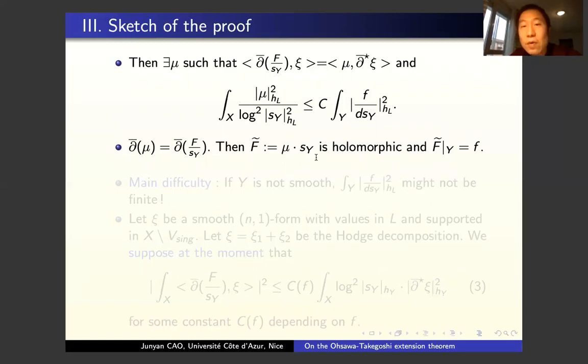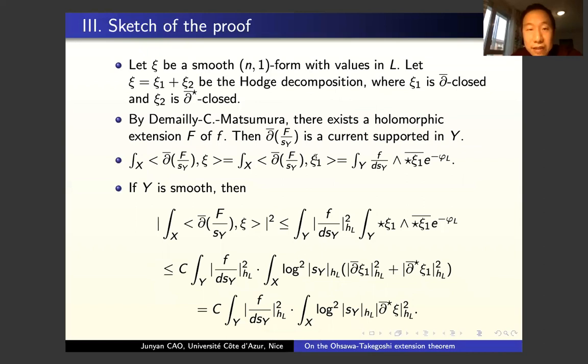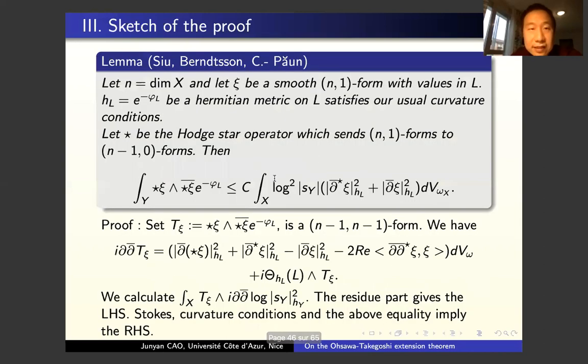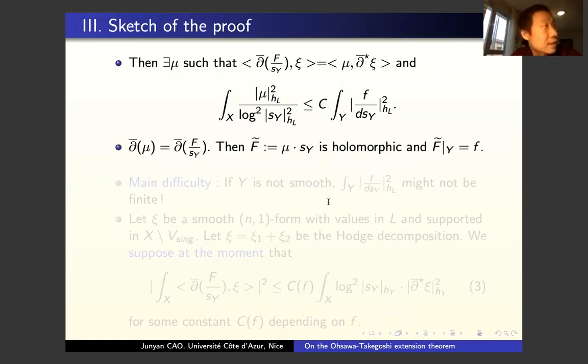In case 1, where Y is smooth, the Ohsawa-Takegoshi extension theorem is in fact a direct consequence of this lemma. So for this one, it's essentially the proof of Berndtsson for the Ohsawa-Takegoshi extension theorem.